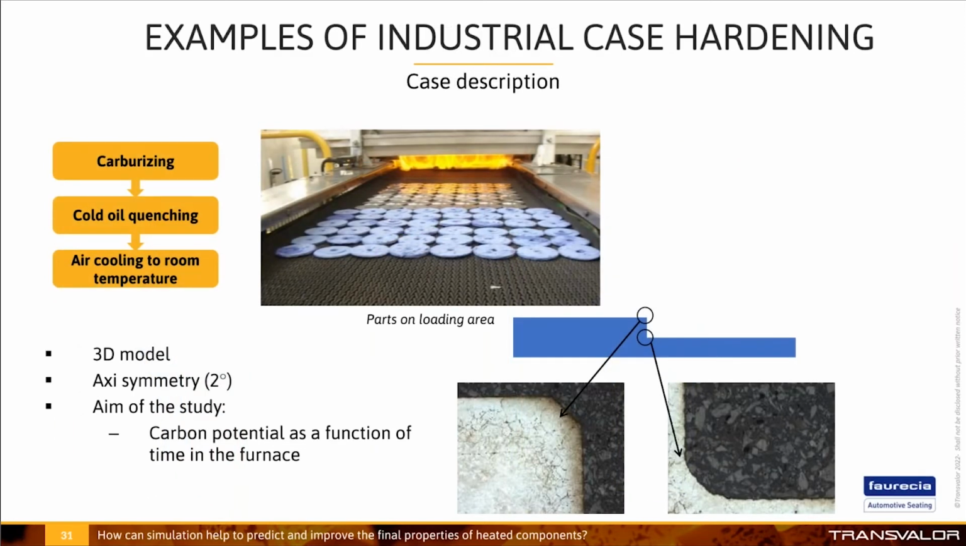Now we will go to an industrial case study. This case study has been given by Faurecia Automotive Seating. This process is made in 3 stages: carburizing, then oil quenching, and air cooling to room temperature. The aim of the study is to get a description of the carbon potential as a function of time in different positions.